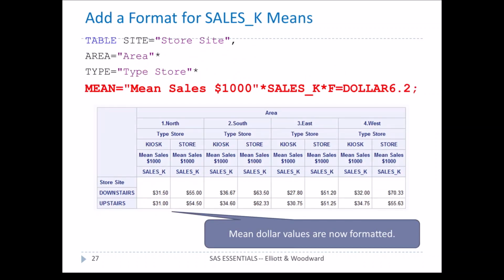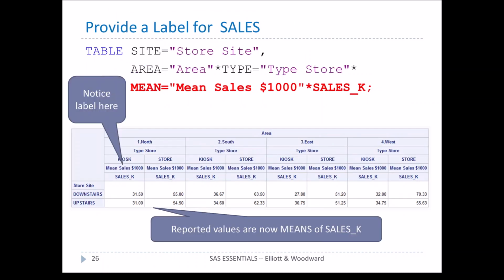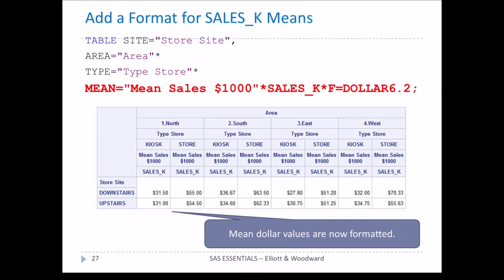Now we can also add a format to that by adding F equal $6.2. And so now here's the same table, but notice the difference. I'll go back up one, and we had 31.5, and now it's a dollar sign 31.5. So we simply added a format to make that number a little bit more readable.